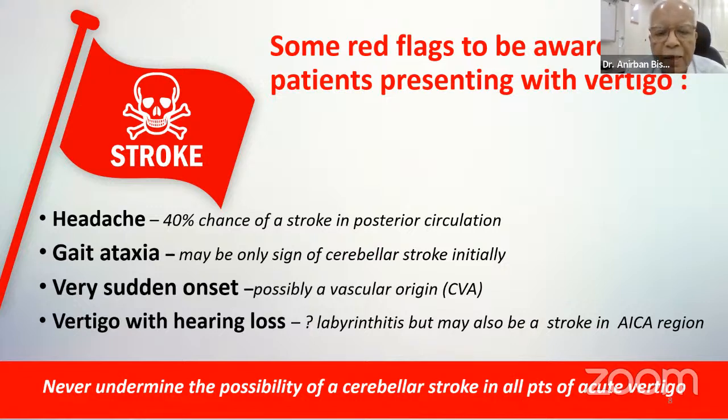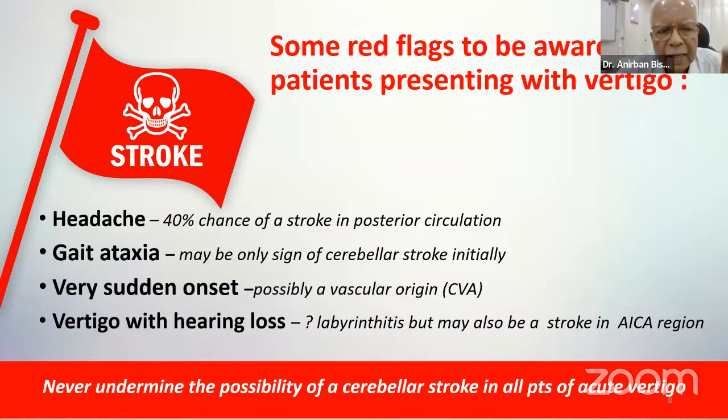It can be labyrinthitis, definitely, but it can also be a stroke in the supply region of the anterior inferior cerebellar artery. If it is an AICA stroke, the patient will have vertigo along with the hearing loss. Just because the hearing loss is there, do not think that it cannot be a central cause. It can be a central cause also. So never undermine the possibility of a cerebellar stroke in all patients of acute vertigo.